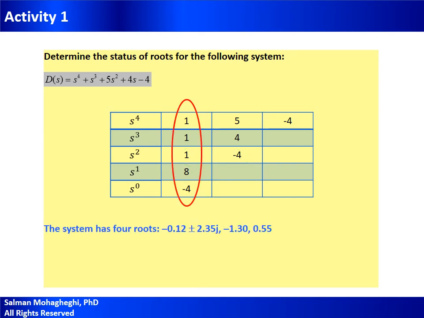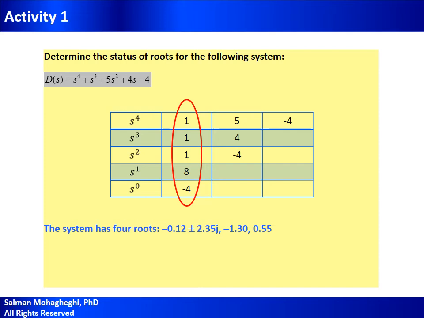Now that I have the first column ready, I can count the number of sign changes. I have positive 1, positive 1, positive 1, positive 8, negative 4. So I have one sign change. That indicates that I would have one pole with a positive real part. Well, let's use MATLAB to verify this.